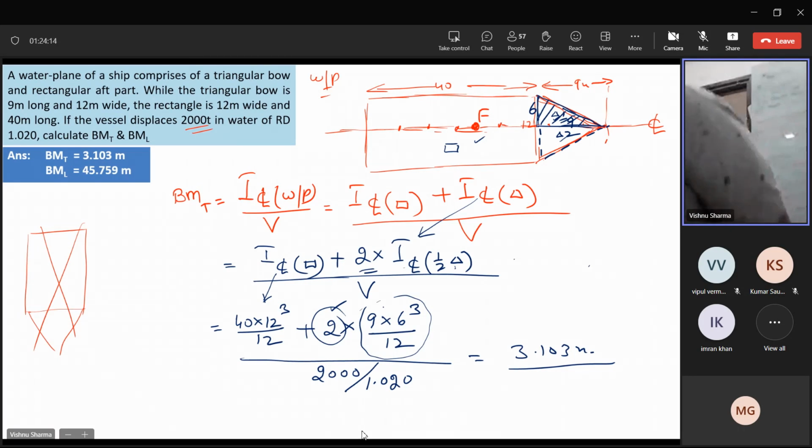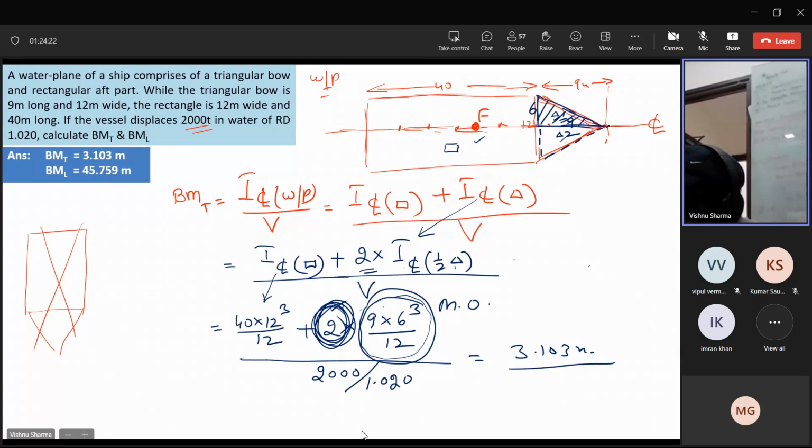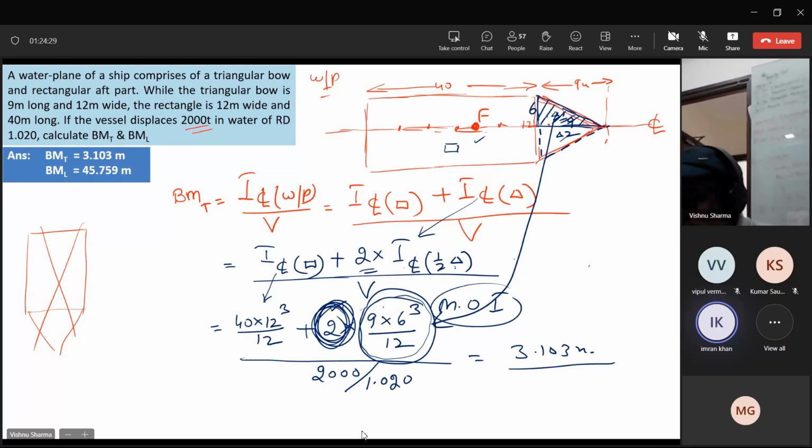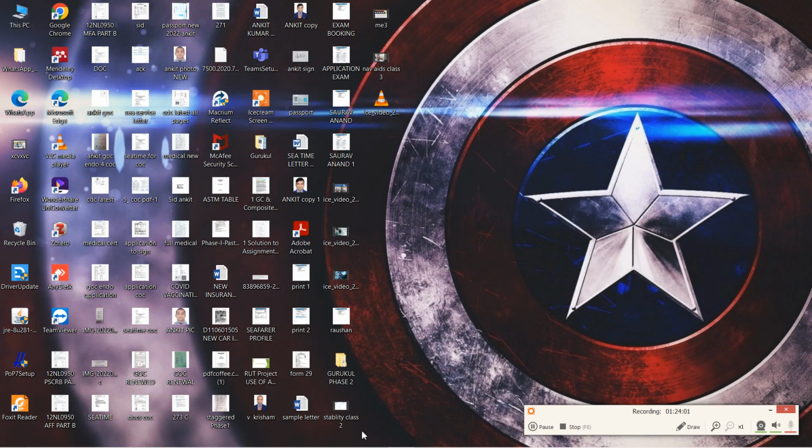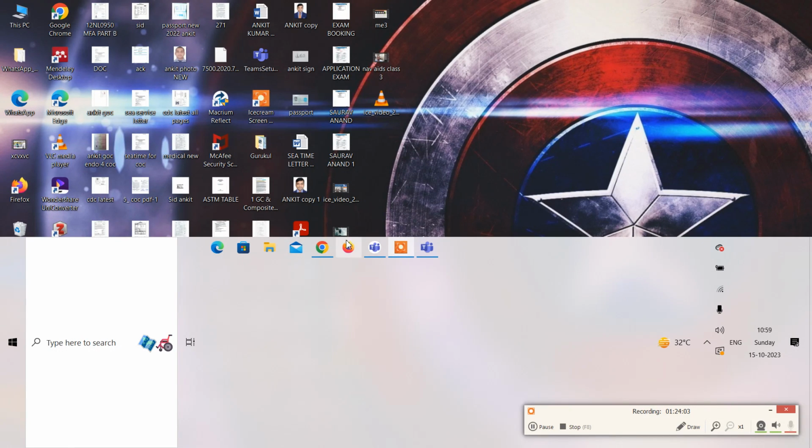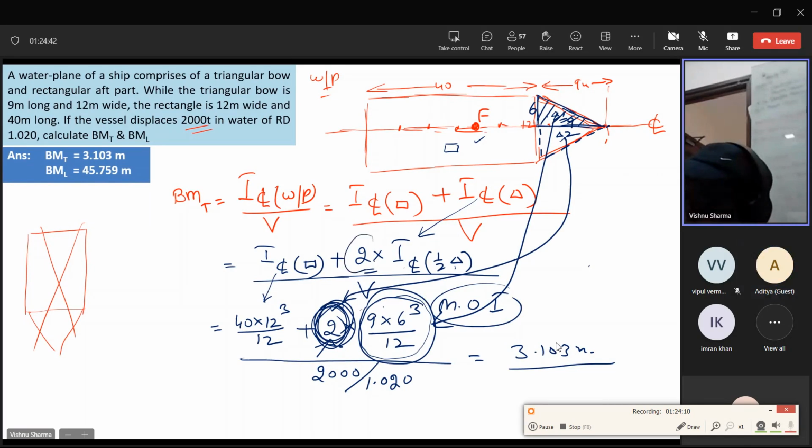What is this 2 for? This is to account for both the triangles, na. This is the MOI of one triangle, of this one, right? Correct? And we have multiplied by 2 to account for this second triangle also, na beta? It is going to be the same. You are right. That's why we have multiplied by 2. What is this 2 for, beta? This is what I'm asking you.